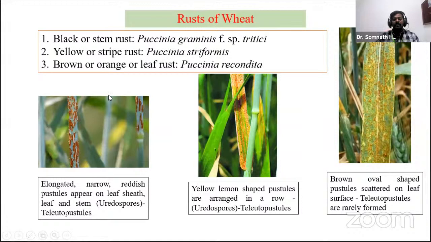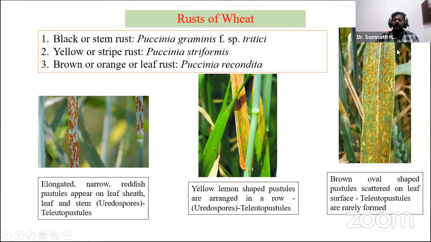The second important rust is the yellow rust. Yellow lemon shaped pustules are arranged in a row on the leaves. These are the typical symptoms of the yellow rust. The spores or pustules appear in a row, which is the distinguishing feature of the yellow or stripe rust. That's why the disease is known as stripe rust, as stripes are formed on the leaves. Similarly, these are teliospore pustules, and they produce teliospores.